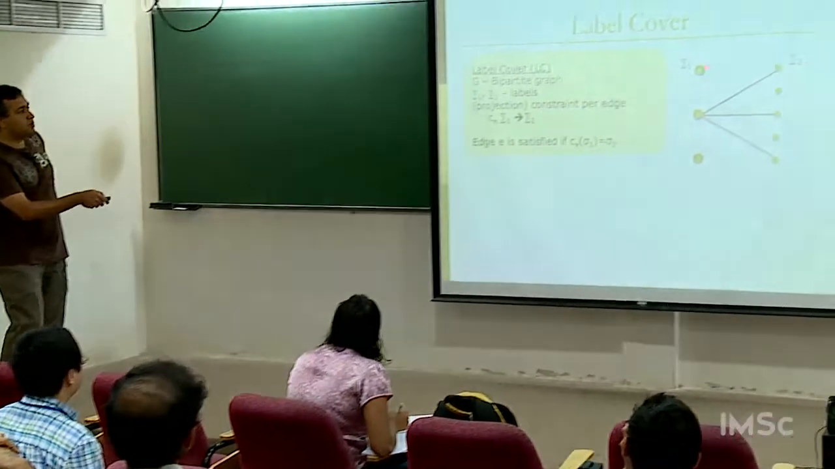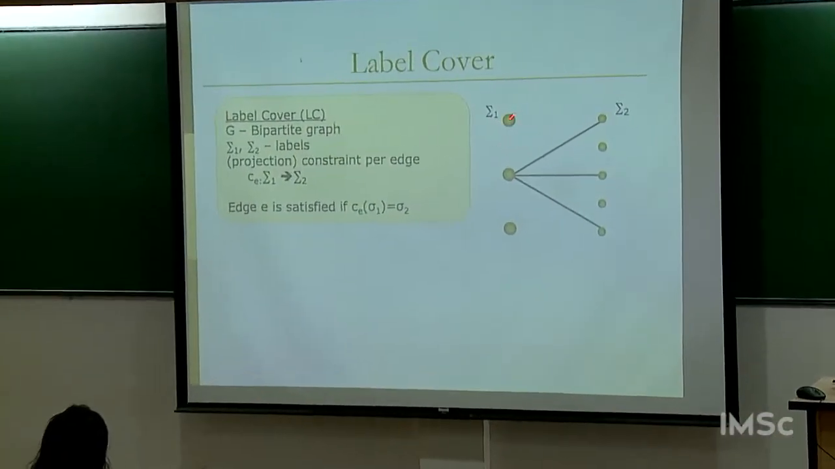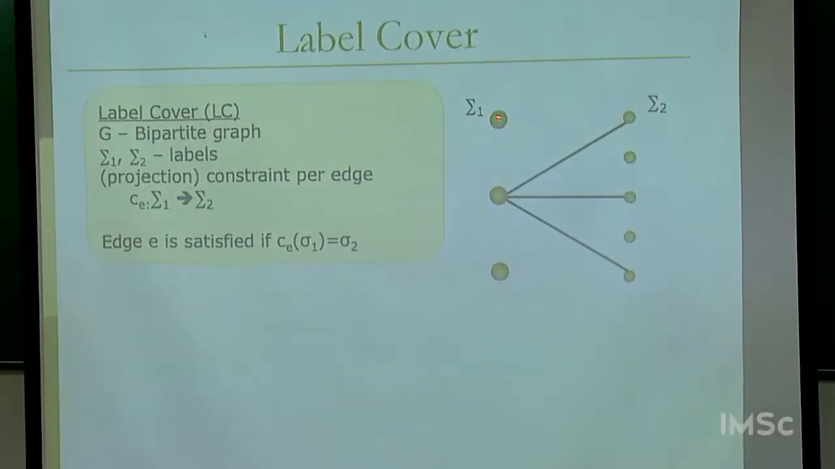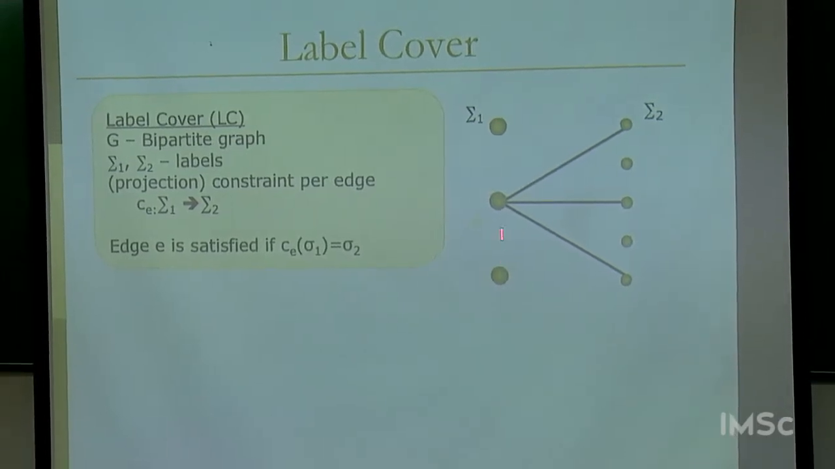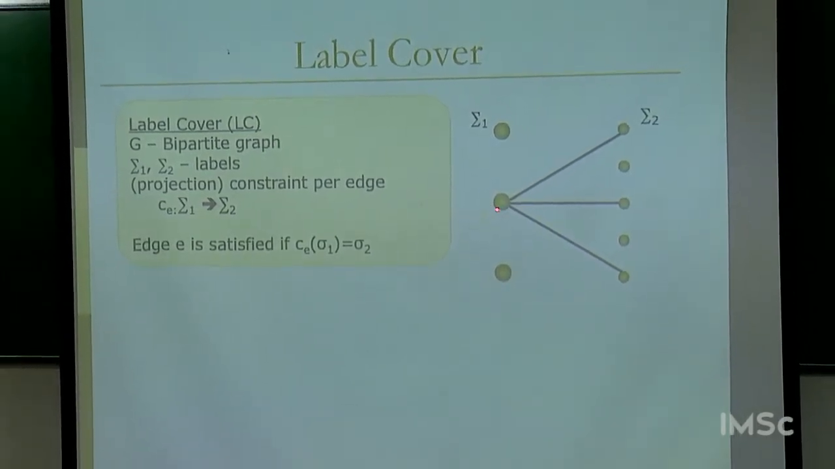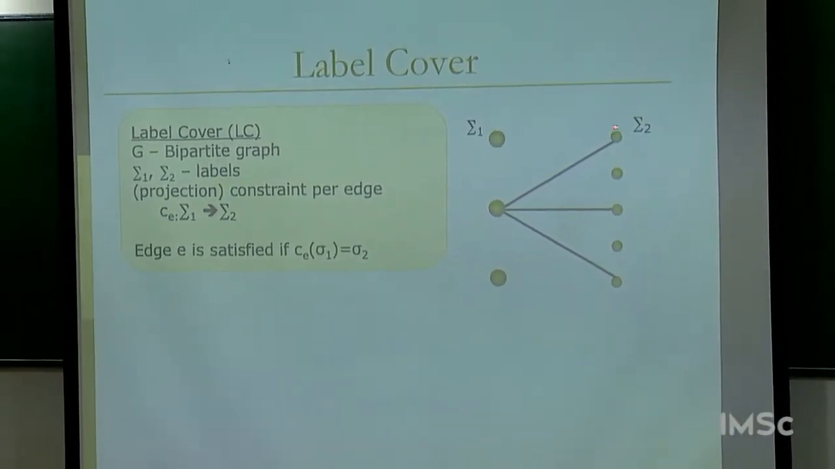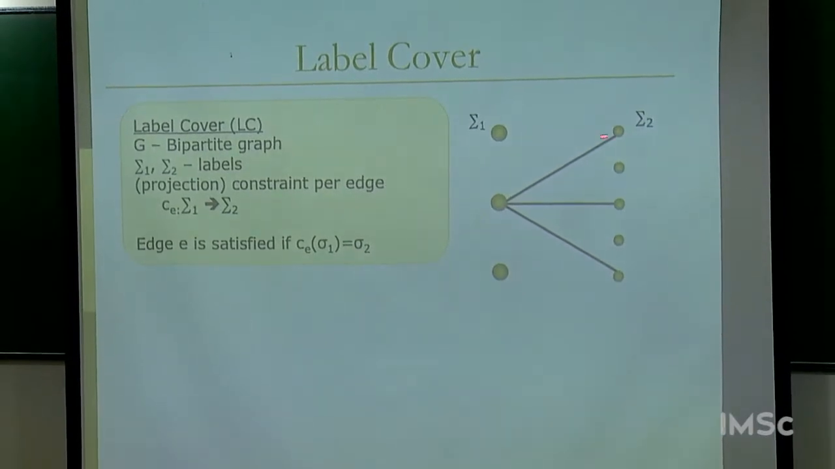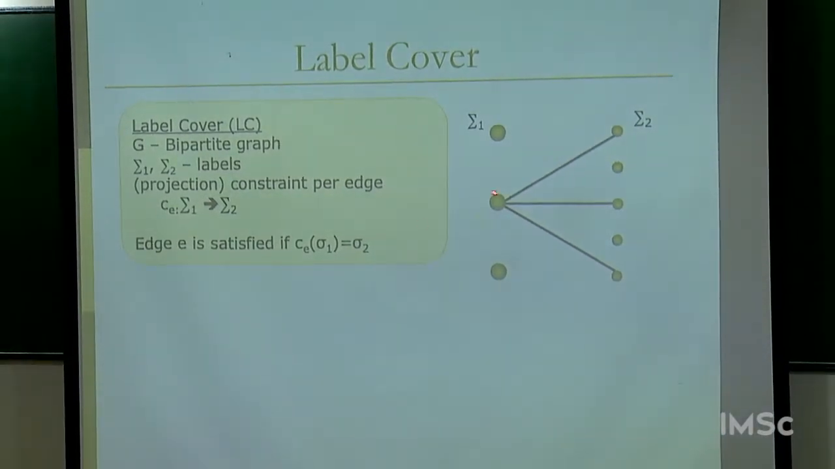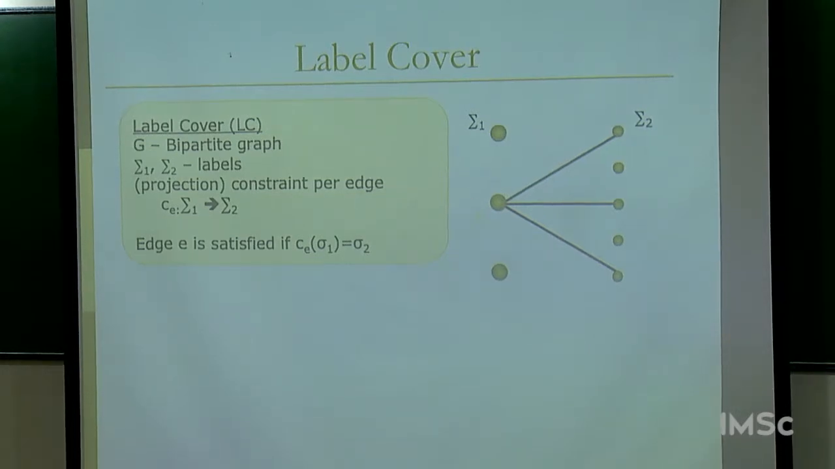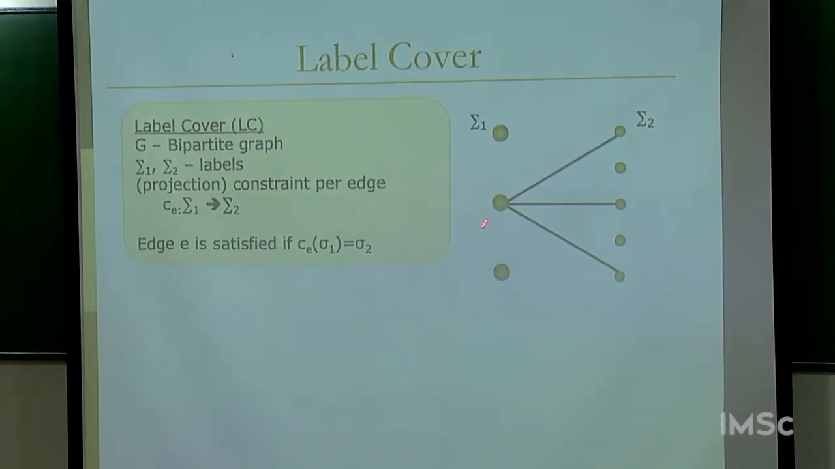For instance, this could be an example which you've already seen in this conference. These could be various 3-SAT clauses. These could be variables, and I have an edge from a 3-SAT clause to a variable if that variable participates in the clause. And you have one of 7 labels for the 3-SAT clause, which tells you which of the 7 satisfying assignments of the clause it is. And this is exactly the projection constraint. It says if it's one of those 7 satisfying assignments, what's the corresponding assignment to the variable?